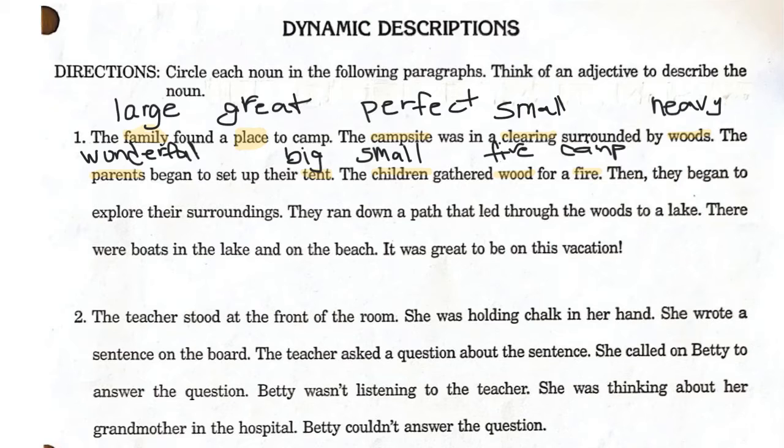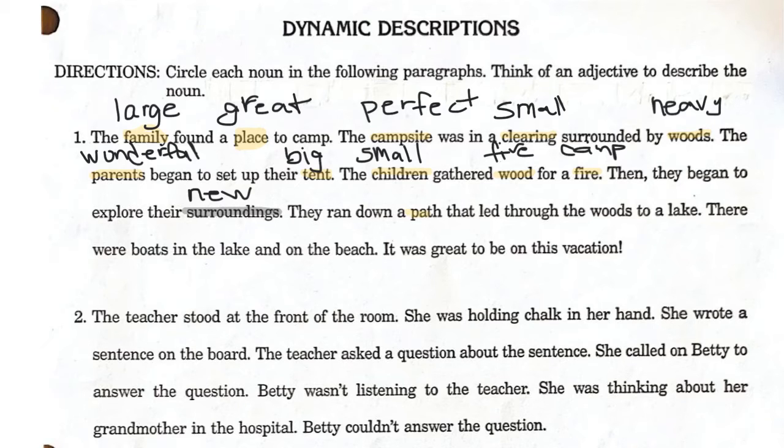Now, the next sentence, then they began to explore their surroundings. Surroundings went to gray instead of yellow. That's okay. Explore their, what if we did new surroundings? Because it's a new place to camp. Then we go to highlight. I go back to yellow.